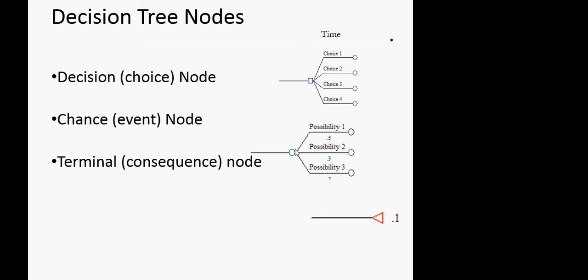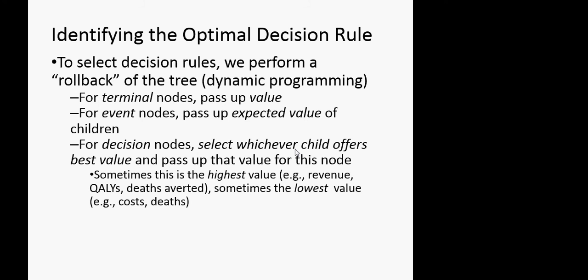Okay, so ladies and gentlemen, for decision nodes, the deal is very different. And this is where students often get confused. For a decision node, we have the choice about what to do. Decisions are up to us. We can choose which child we would like. It has no probabilities because it doesn't need them. We are choosing. So we're going to select whichever child offers the best value and pass that one up.